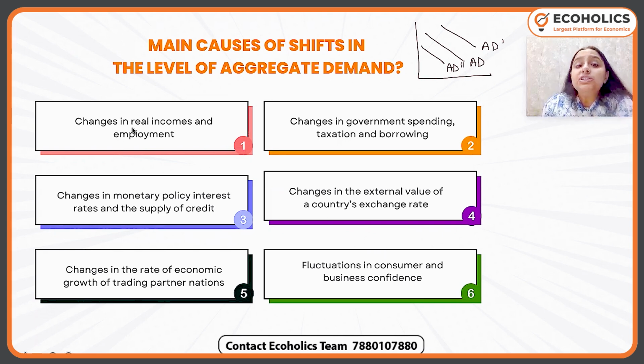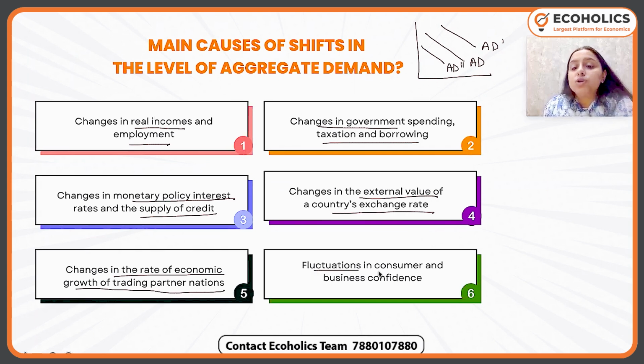The first is changes in real income and employment, changes in government spending, taxation, and borrowing, change in monetary policy, interest rate, supply of credit, change in external value of a country's exchange rate, changes in the rate of economic growth of trading partner nations, fluctuations in consumer and business confidence. Can you imagine how many factors are being taken care of while you make a decision for demanding something? This is very true. If you feel yourself as the consumer, you see a lot of things before making that final purchase. So all these factors affect it.